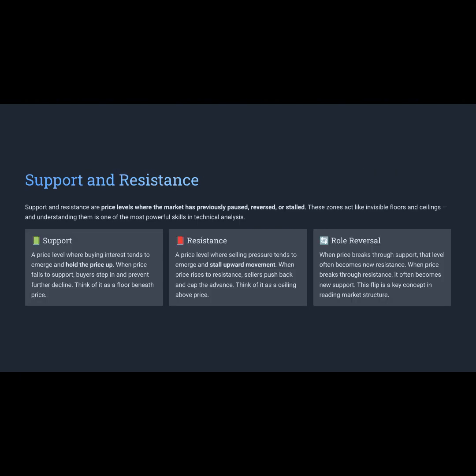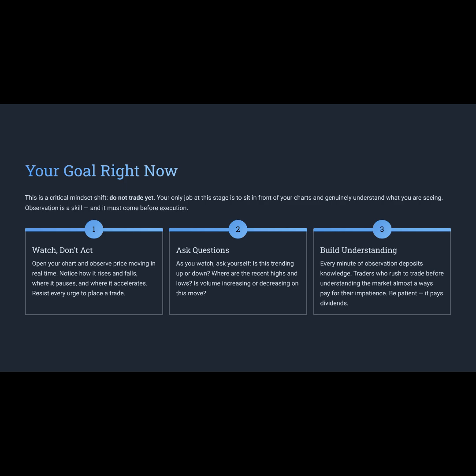Support is where price tends to stop falling. Resistance is where price tends to stop rising. You'll see this happening over and over again. Don't worry about mastering it yet. Just start seeing it.